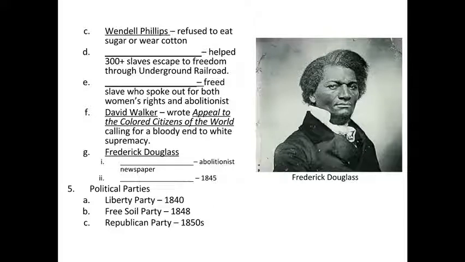And political parties, the Liberty Party in 1840, Free Soil Party in 1848, and the Republican Party in 1850 supported the abolitionist movement.